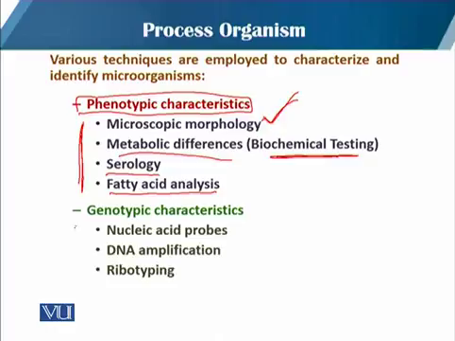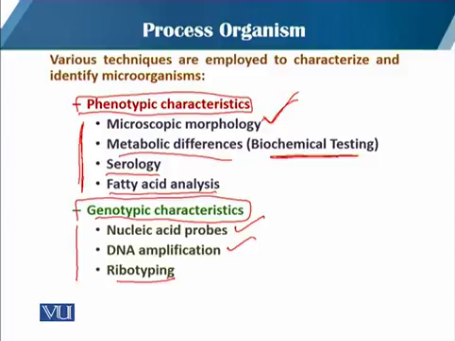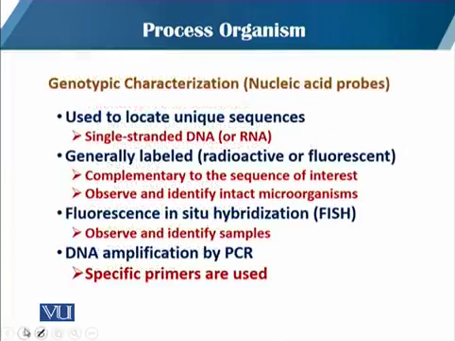But now in the modern age, the genotypic characteristics are very helpful and a rapid method of identification, in which we use different nucleic acid probes, DNA amplification and ribotyping. So the mixing of these two, the phenotypic characteristics as well as the genotypic characteristics, is a very precise and ultimate method of identification of any organism.